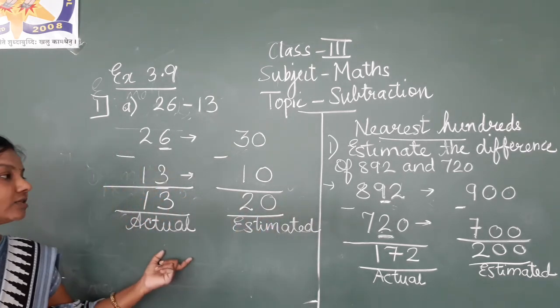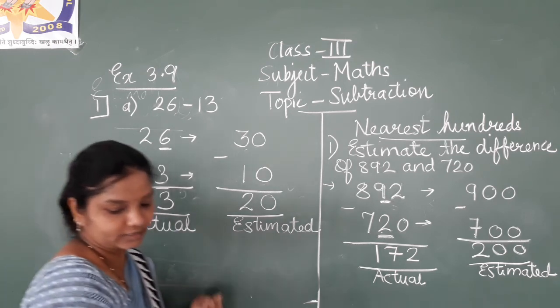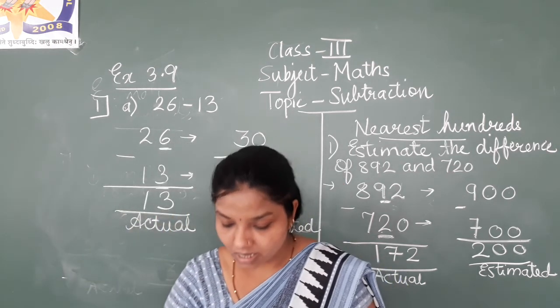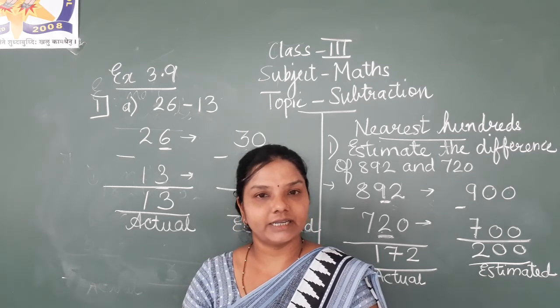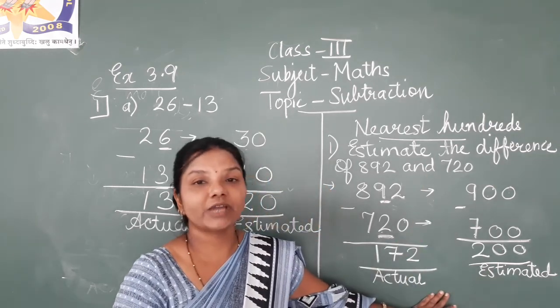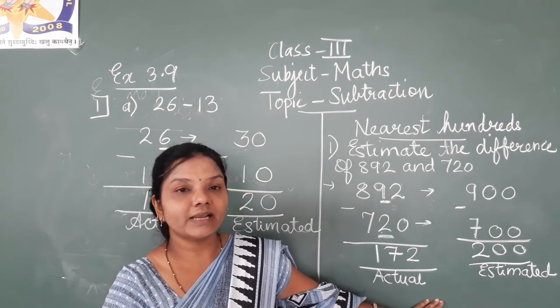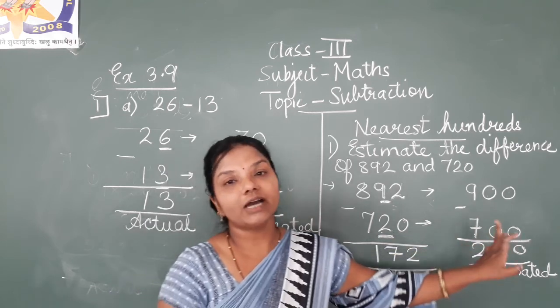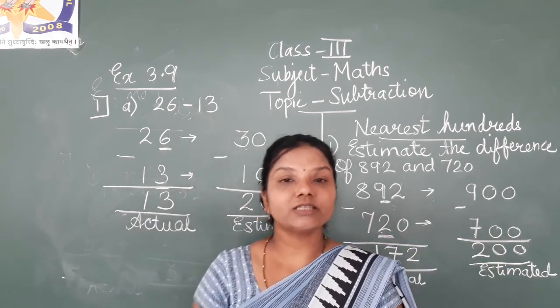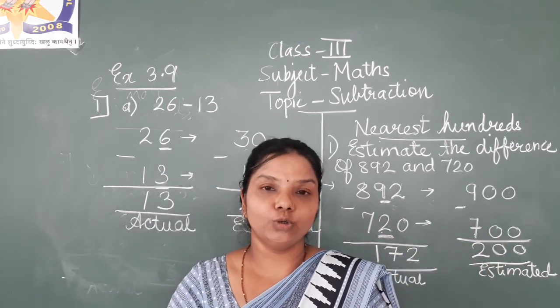Yes. So in this way you have to solve this. Now the second question is to estimate each difference to the nearest 100. So follow the same steps which we have done in the solved example. Check the digit at tens place and then round off the numbers. So in this way solve it in your notebook.